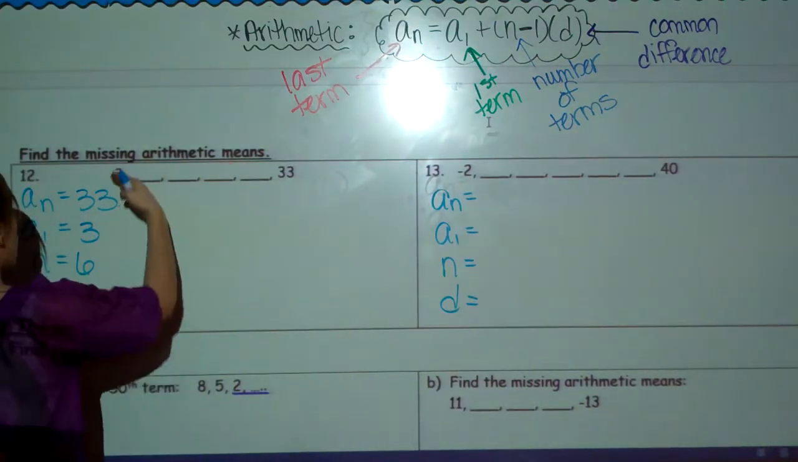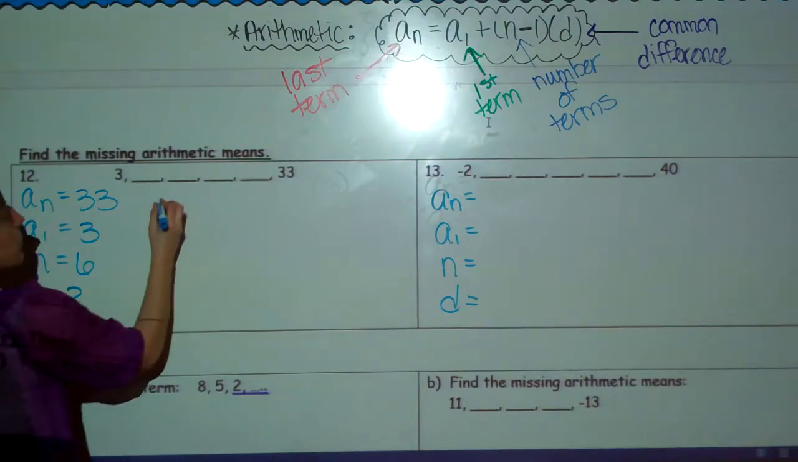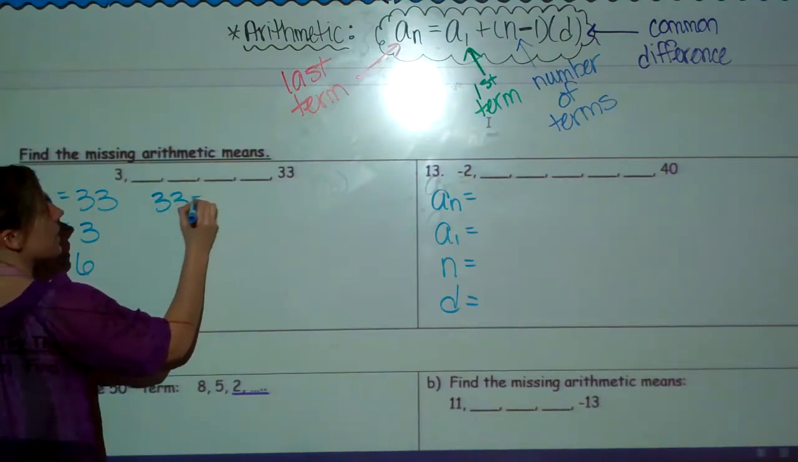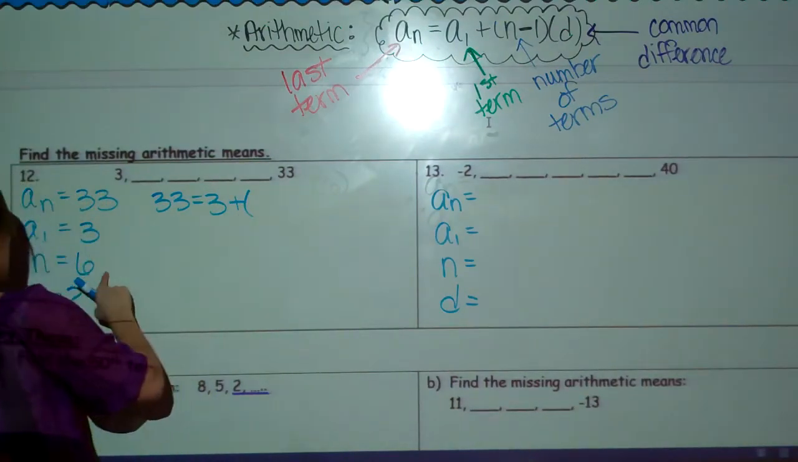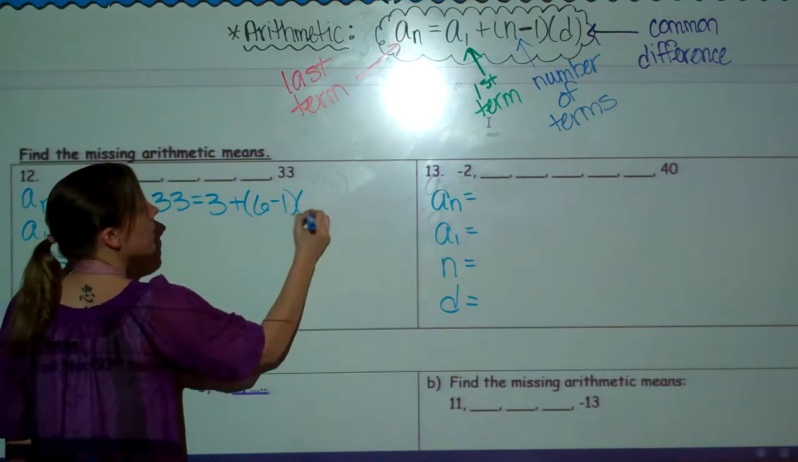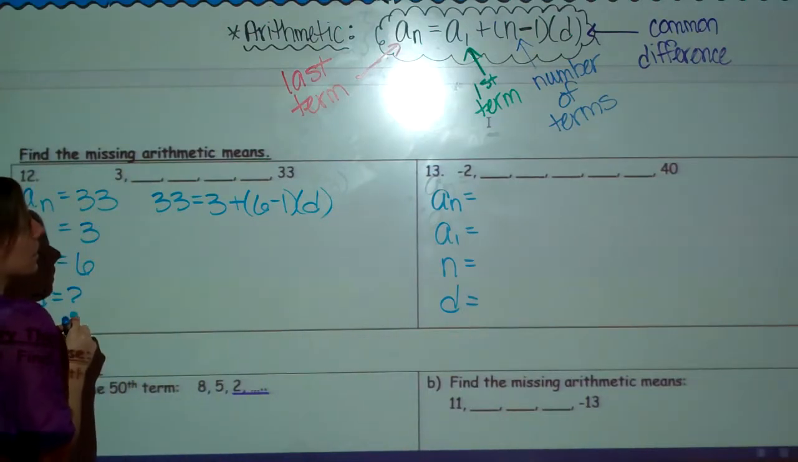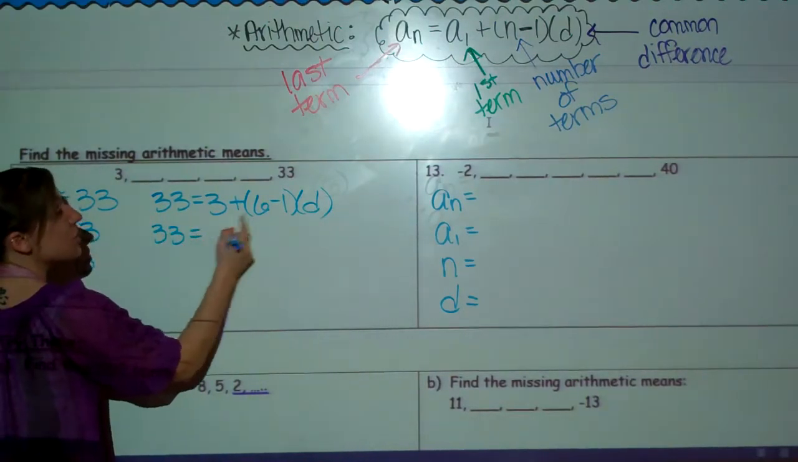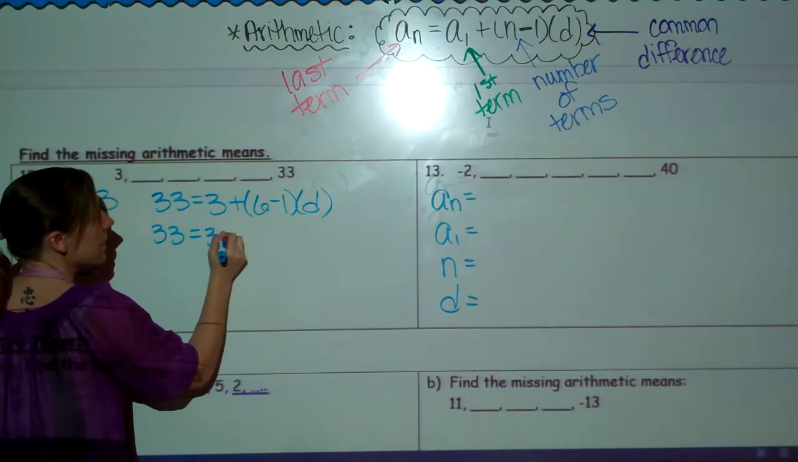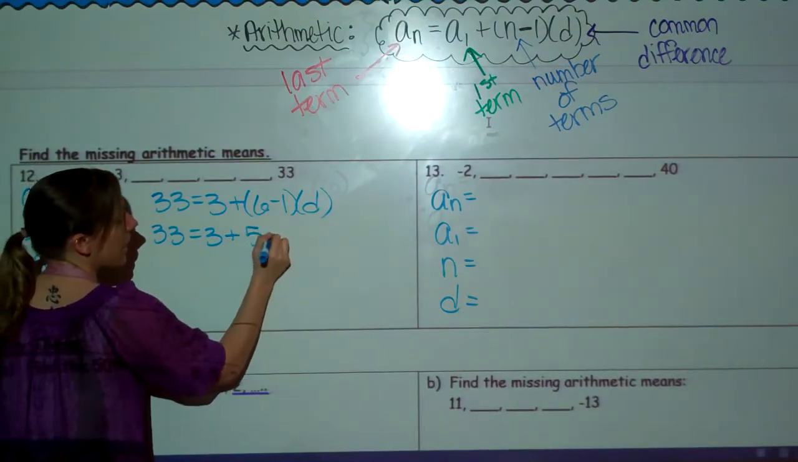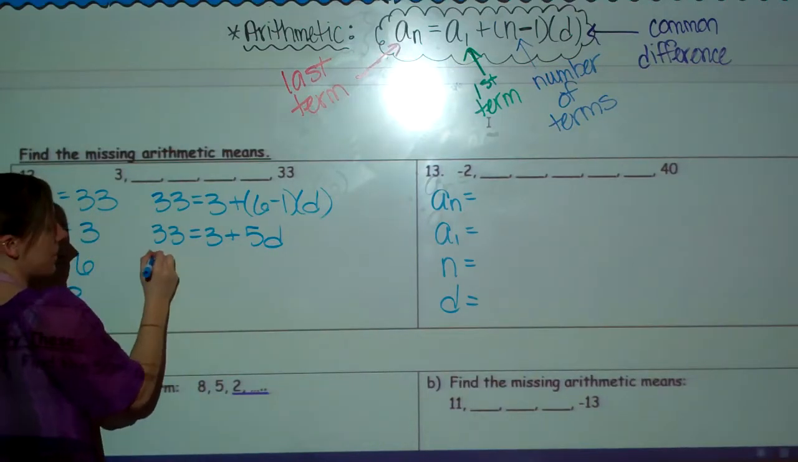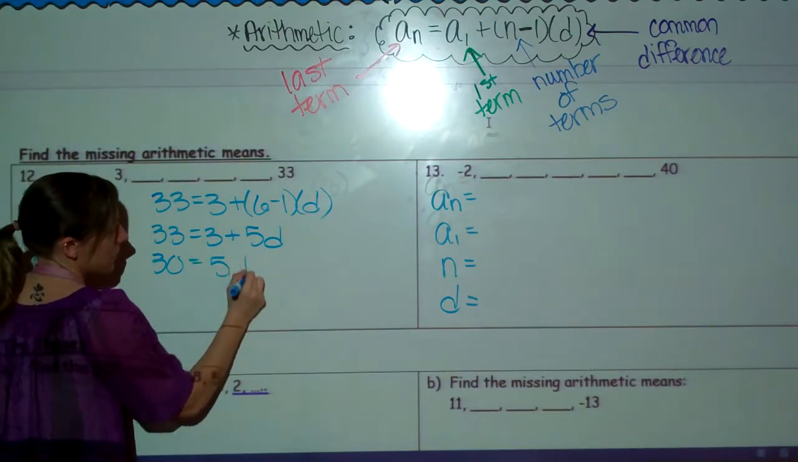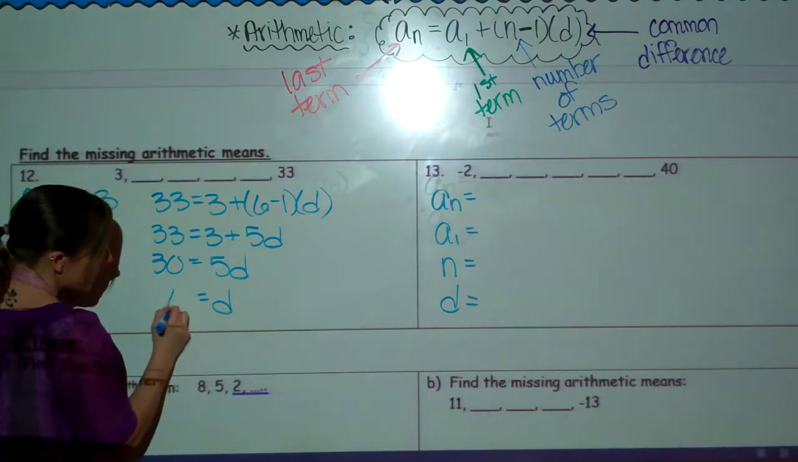So now we just plug what we know into the formula, find the one that we don't know. So 33 equals 3 plus 6 minus 1 times the difference. And then again, I'm just solving, but in this case, I'm solving for D. Plus 5D. So that's 5, and I'm just putting D with it. Now, this is just a 2-step equation. 30 equals 5D. So the difference is 6.